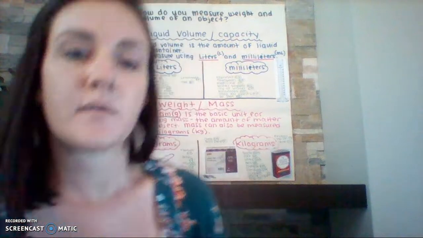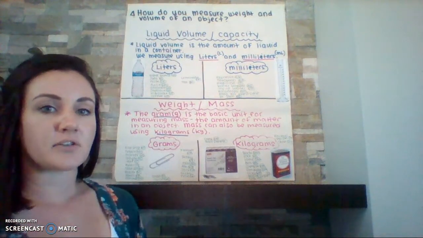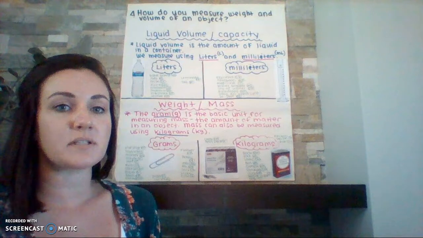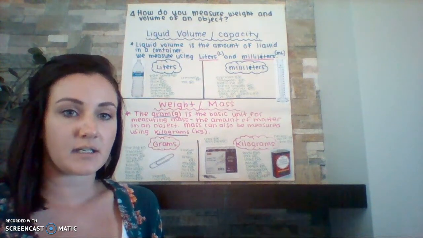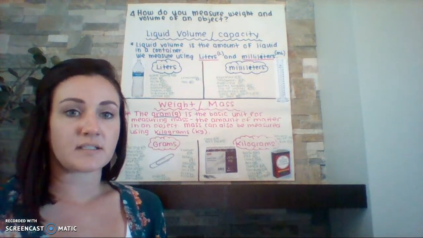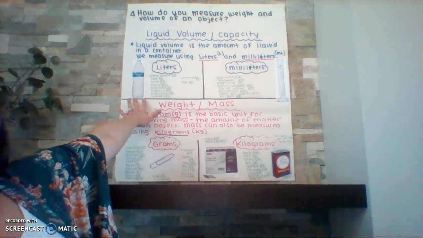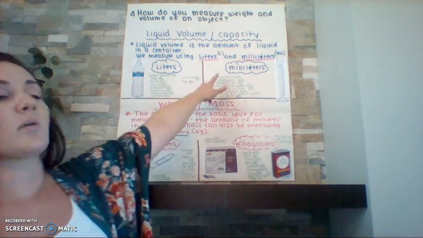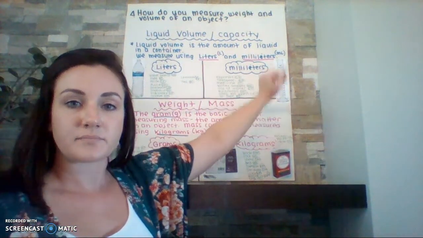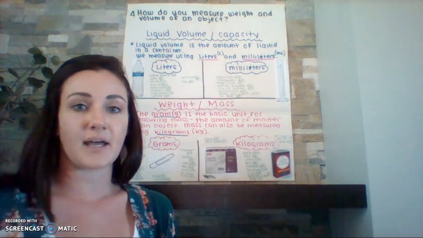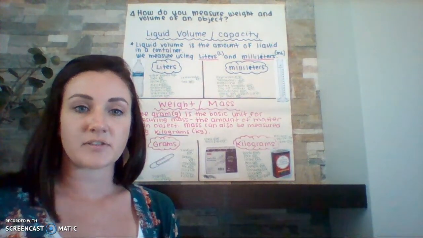On this side, it says liquid volume or capacity. Liquid volume is the amount of liquid that's in a container. We can measure these using liters, as I showed you in the picture here, a water bottle, or milliliters. You also have this in your folder that you can refer back to at any time, and you can see it a little bit closer up.